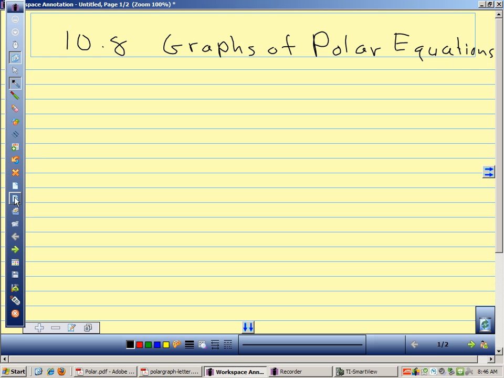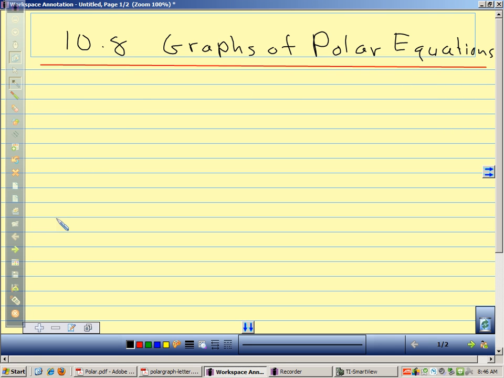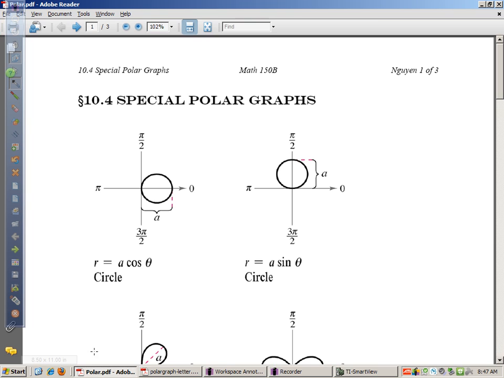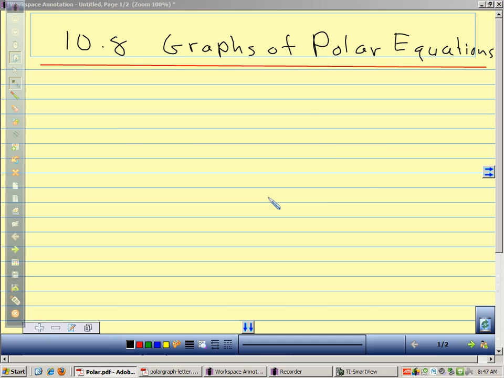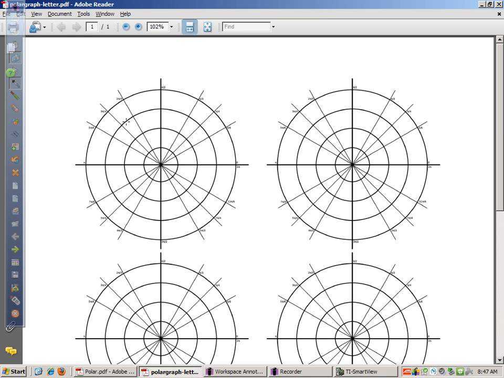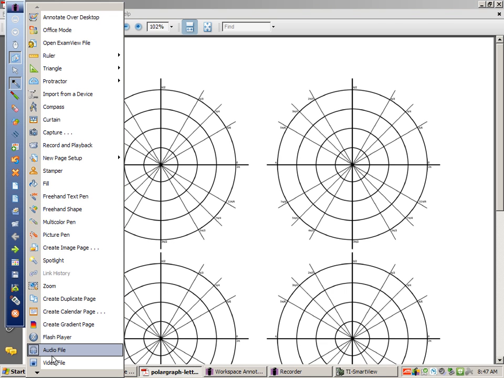So what we want to do today is take a look at how we go from plotting points, which we talked about in polar coordinates, to graphing an entire equation. So we'll do an easy one, just making a table of values, and then we'll look at using our calculator.